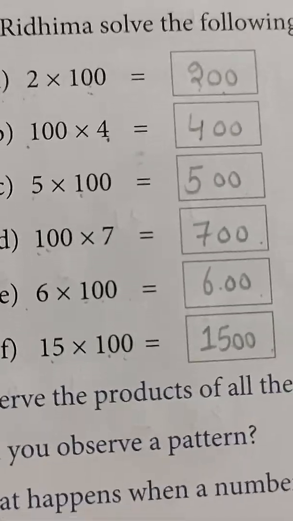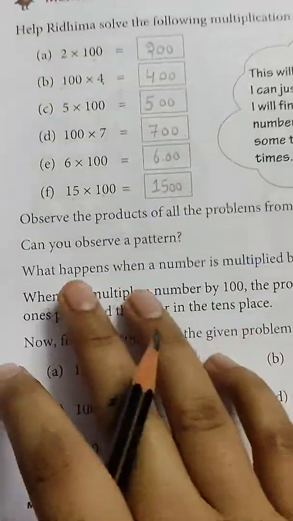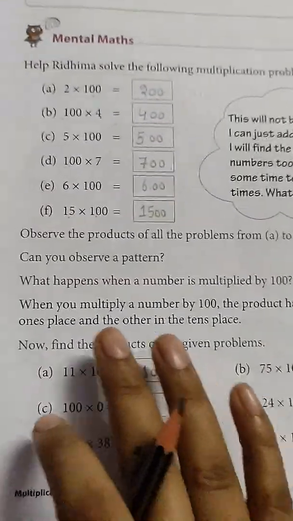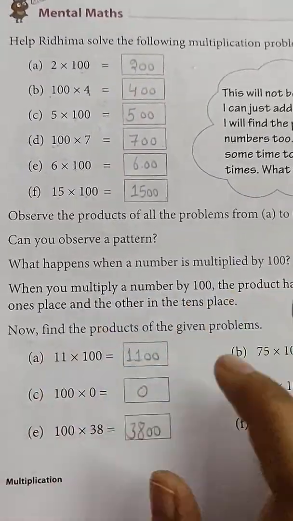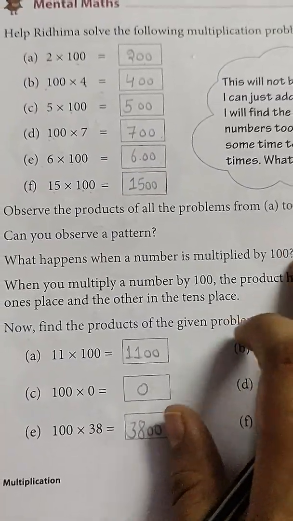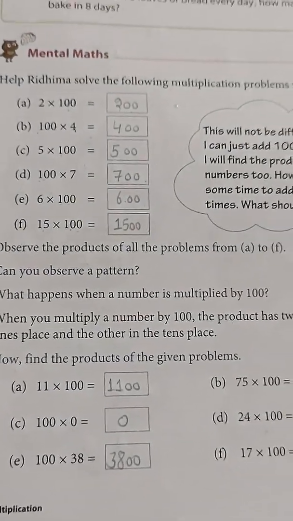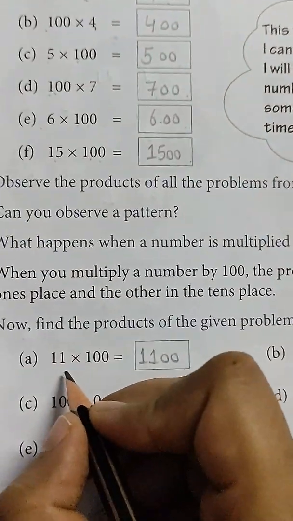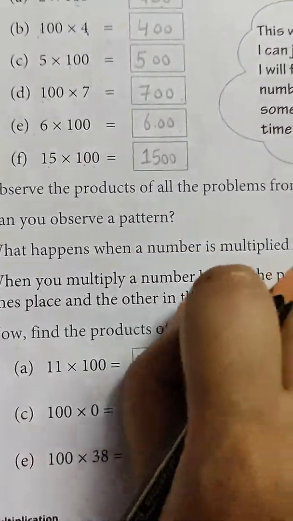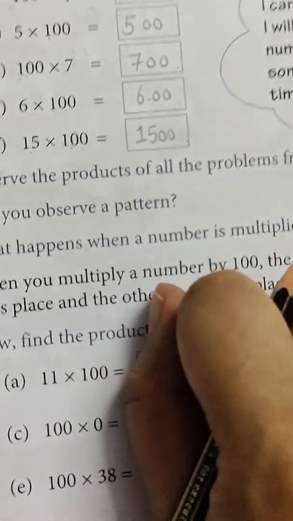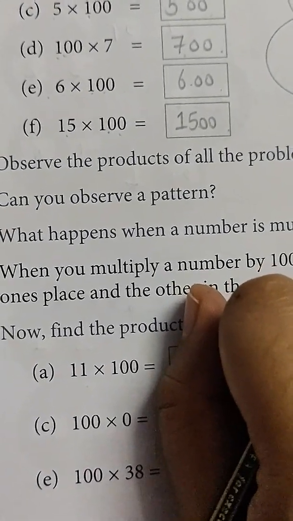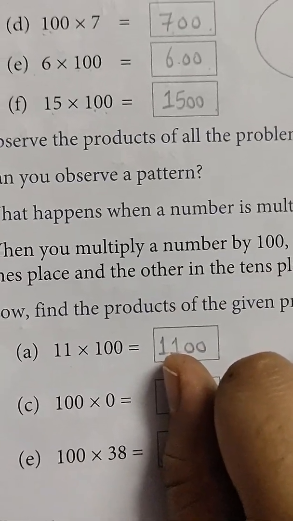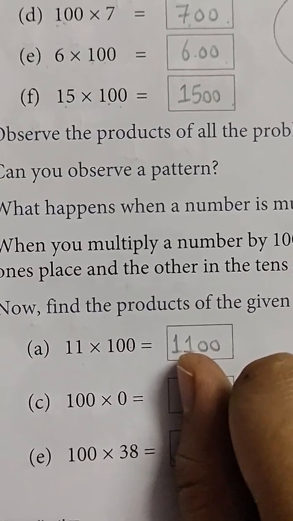Now observe the pattern carefully. From A to F we have observed that when you multiply any number with 100, you multiply with 1 and put the 2 zeros afterwards. So 11 multiplied by 100 will not be difficult, because 11 multiplied by 1 is 11, and you put 2 zeros. Again, if you multiply any number with 0, your answer will be 0.